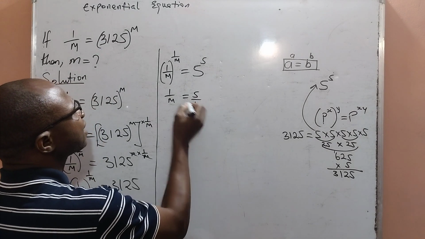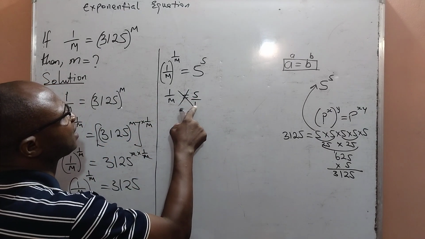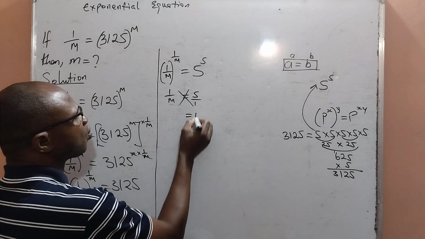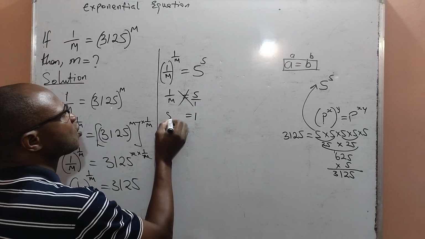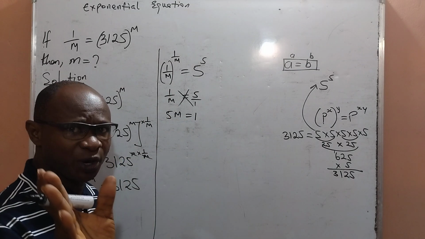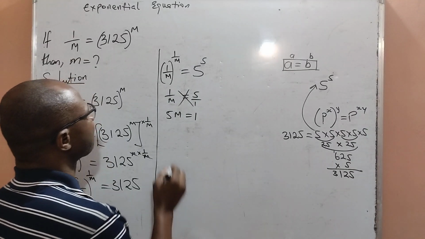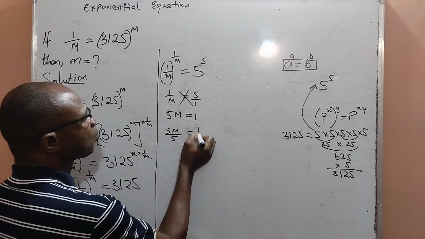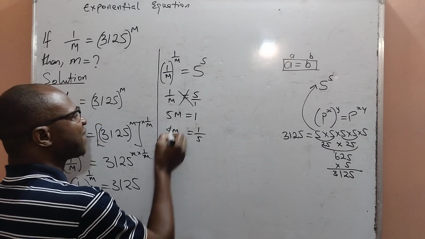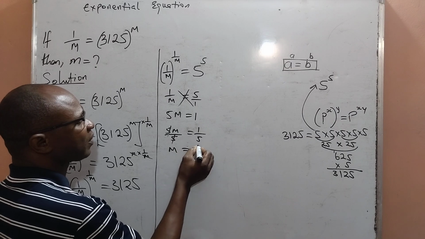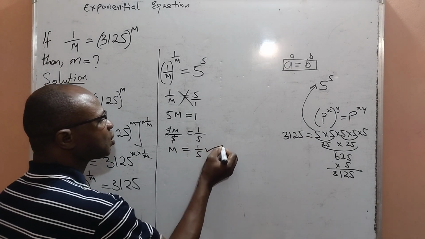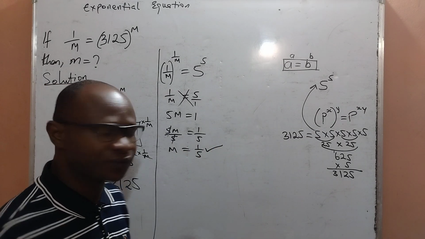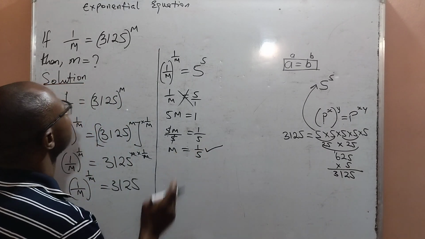Therefore, by cross multiplication, you can agree with me that 1 multiply 1 will give me 1, and 5 multiply n will give me 5n. At this point, I can divide both sides of the equation by 5 to get 5n all over 5 is equal to 1 all over 5. So that when 5 cancels out 5, I will now have the value of n, which the equation has asked me to solve, as 1 all over 5.